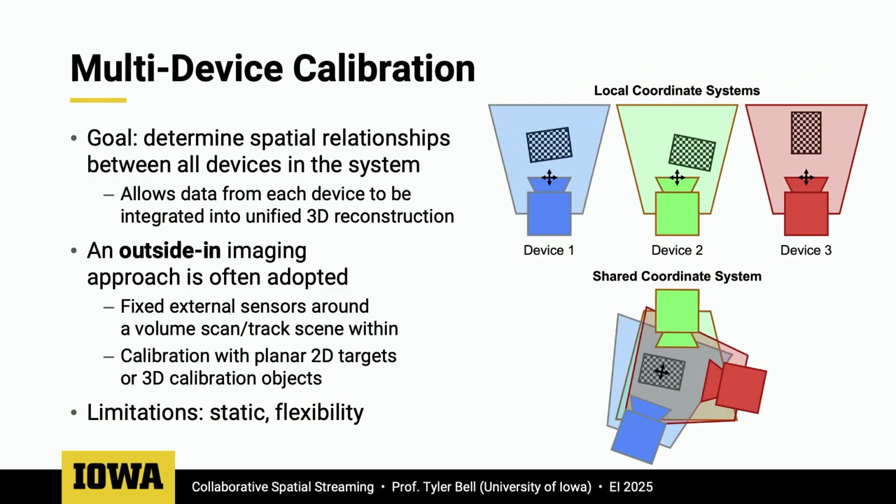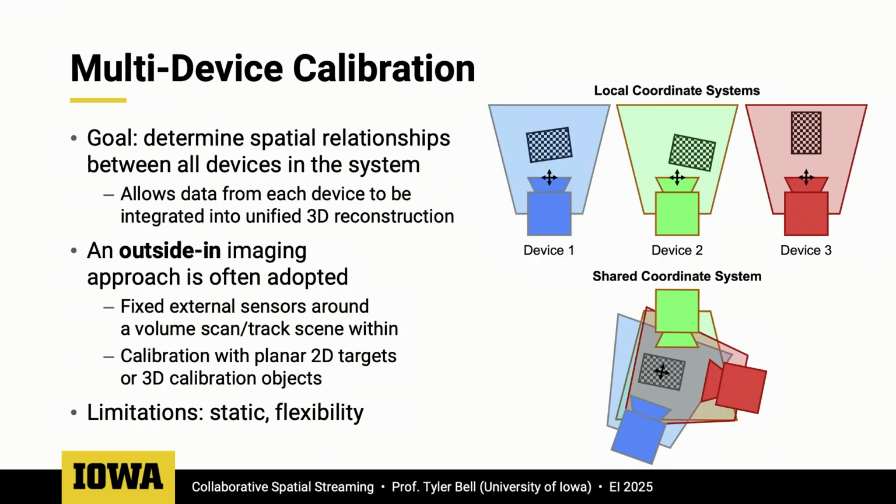We can see that better, maybe, in this visualization. As I mentioned, with independent imaging devices, each device is its own source of truth. It's its own origin. So we see device 1 here has its own origin, device 2, device 3. What we can achieve through calibration is, of course, putting them all into the same coordinate system, and now they all are part of this world space.